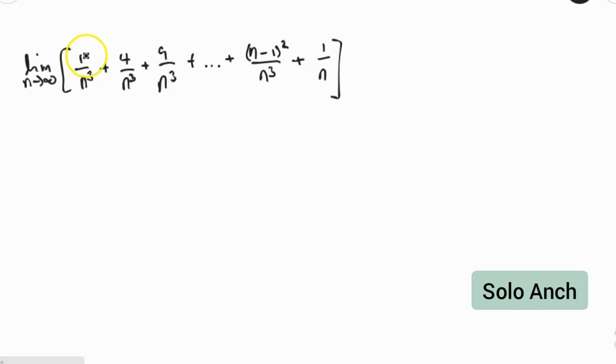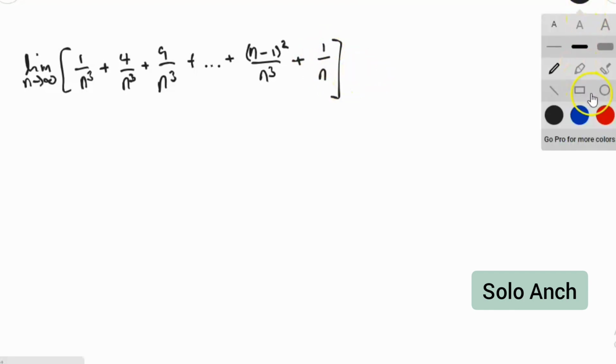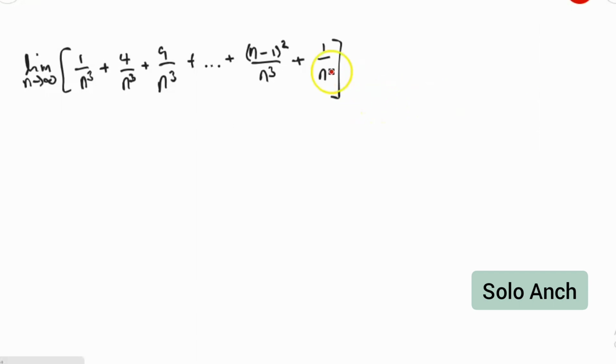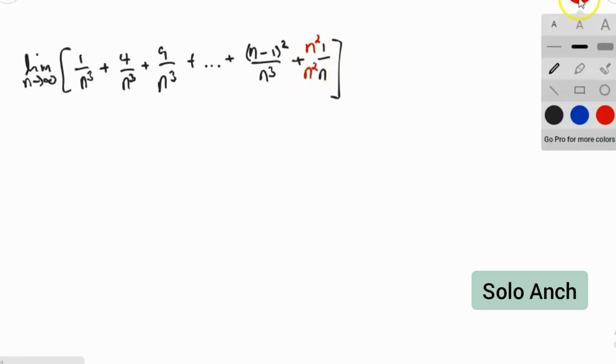So this is 1, which is the same as 1 squared, 4 is 2 squared, 9 is 3 squared, and so on and so forth. So maybe to make everything look nice, I'd like to multiply the numerator and denominator of the last term by n squared. So this is n squared, and then this is n squared as well. The reason why I'm doing that is, you notice that when we multiply the numerator by n squared, 1 times n squared becomes n squared, which agrees with the squares that we have at the top. Then at the bottom, n squared times n will be n to the third power, which agrees with the bottom.